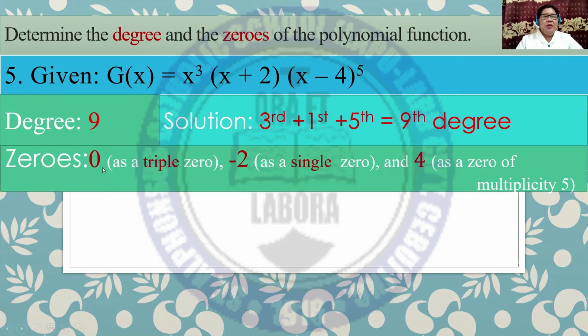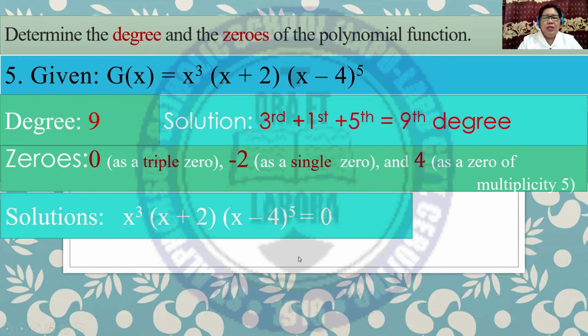The zeros are 0, negative 2, and 4. 0 is a triple zero, or multiplicity 3. Negative 2 is a single zero. And 4 is a zero of multiplicity 5, meaning 4 appears 5 times.